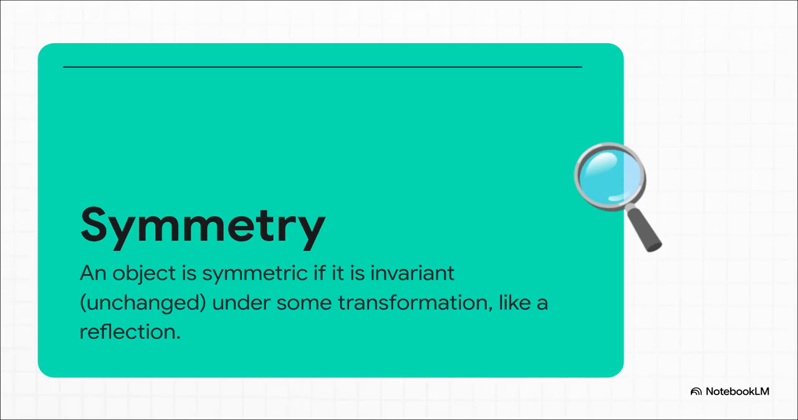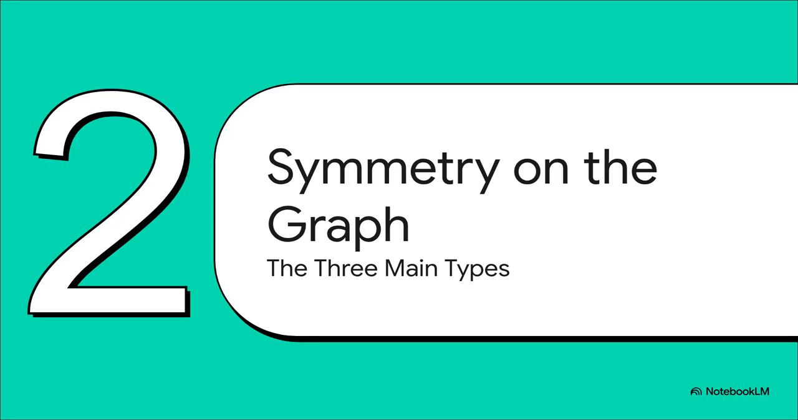Okay, let's get just a little bit formal for a second. The official math term is that something is symmetric if it's invariant. Now that's just a fancy word for unchanged. So if you can do something to it, like flip it or spin it, and it looks exactly the same afterward, well, it's symmetric.